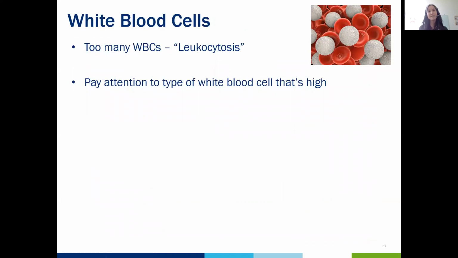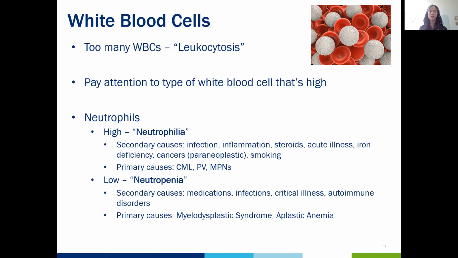For white blood cells, having too many white blood cells is called leukocytosis. And we always pay, again, more attention to the type of white blood cell that's high and not just the total white blood cell count. With neutrophils, if neutrophils are high, we call that neutrophilia. Secondary causes include infection, inflammation. Steroids can very commonly cause the neutrophil count to go high.